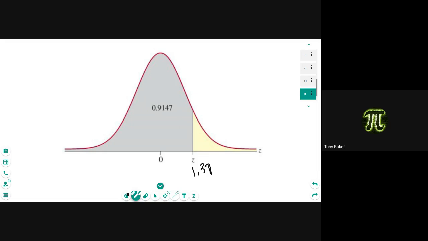So the Z-score is telling you how far away, basically in standard deviations, from the mean, or 0 in this case, you are. Positives to the right, negatives to the left. If you have the Z, we can find the probability. Or in this case, we can do the other direction.